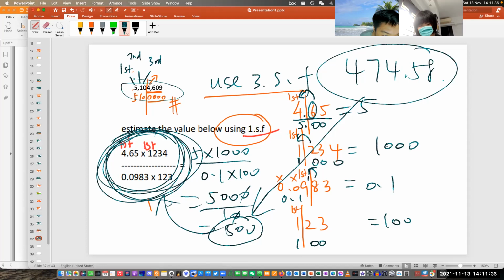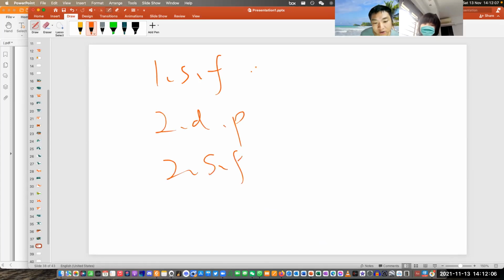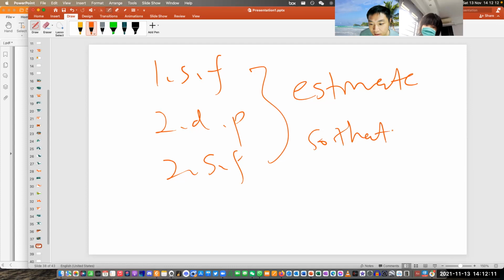So it's 5 million and 100,000 and 4,609. Can you even remember? You can't, right? But if you use one significant figure, it's 5 million, and it makes complete sense to everybody. So that's the reason why we need to learn how to use one significant figure or two decimal places or two significant figures for us to estimate, so that we have some sense.